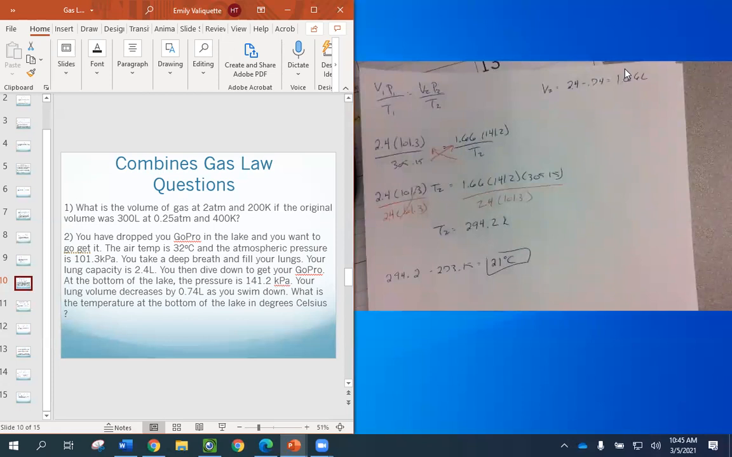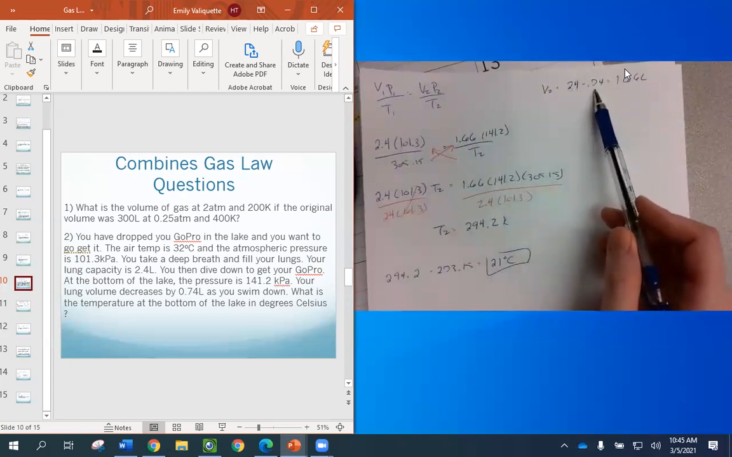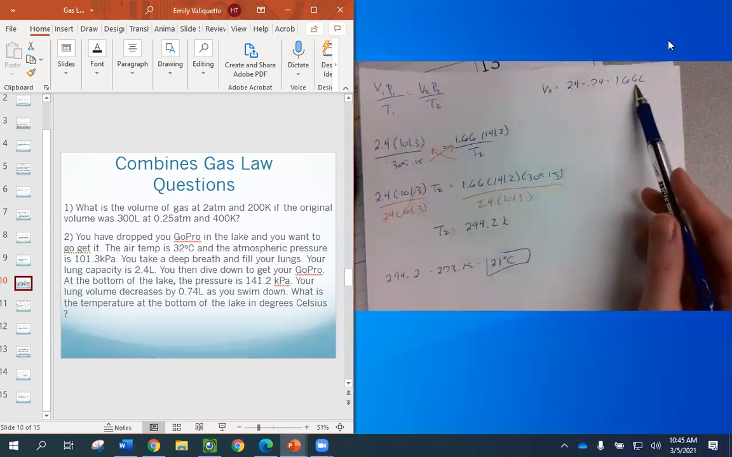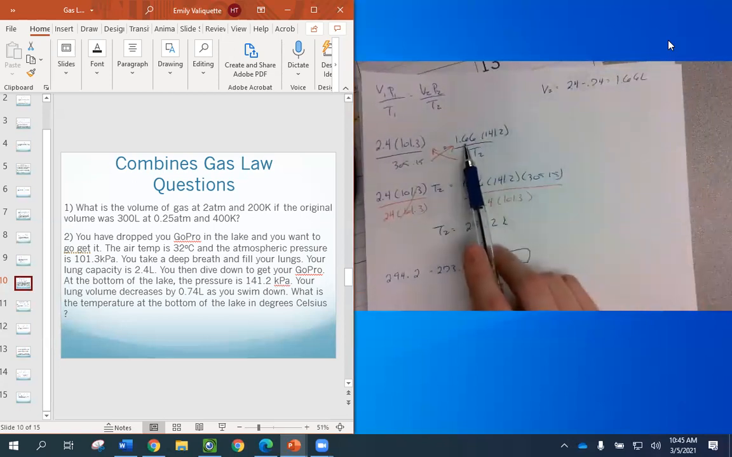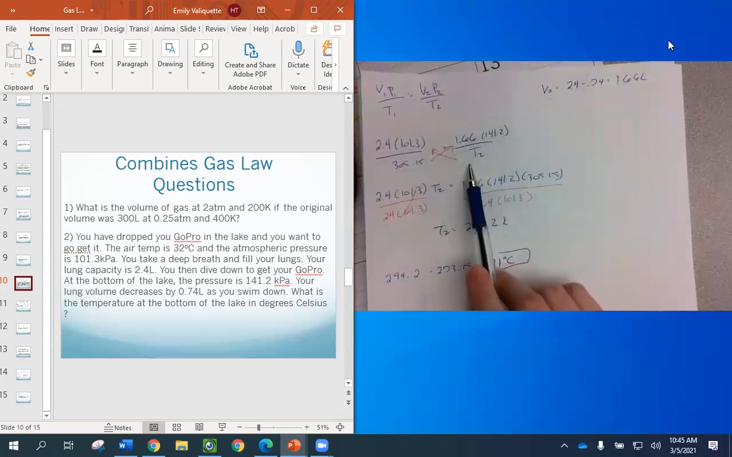Now you'll notice that it says decreases by 0.74 and not becomes 0.74 liters. So I go off to the side here, I take the lung volume I started with and decrease it by 0.74 by subtracting 0.74, and get 2.66. So that is the lung volume at the bottom of the lake. That is the number that I plug in here. I also plug in that pressure, and then again, I'm solving for my temperature, my T2.